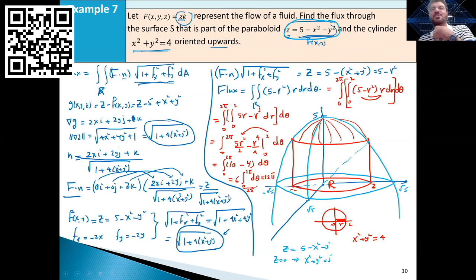Okay, I hope you guys enjoyed it. This is the last one. And so what do we have today? Today we learned mainly the flux, surface area of a surface, and the flux out of the surface.